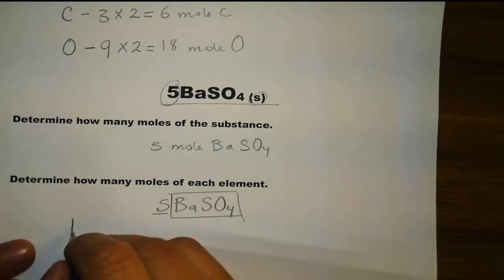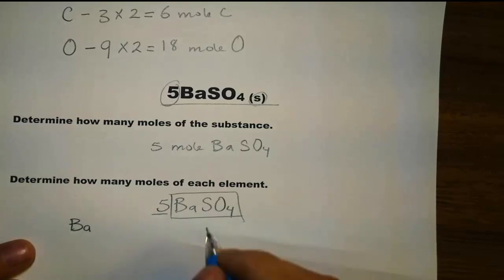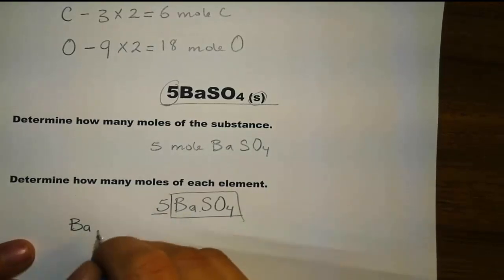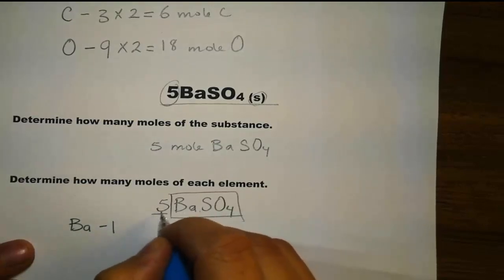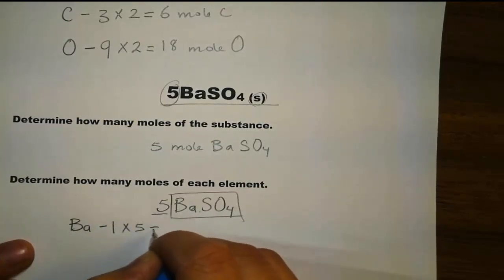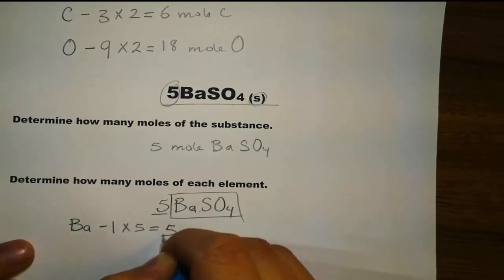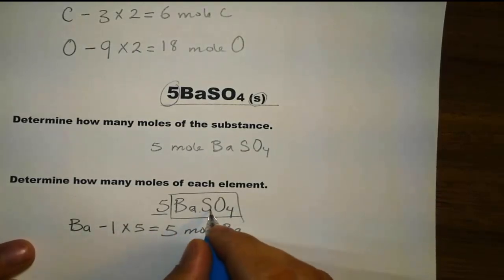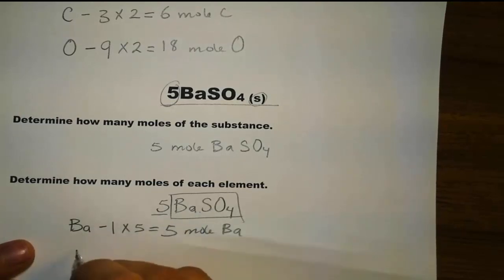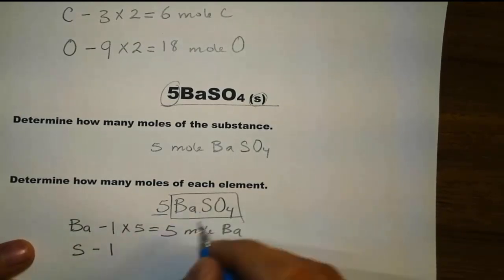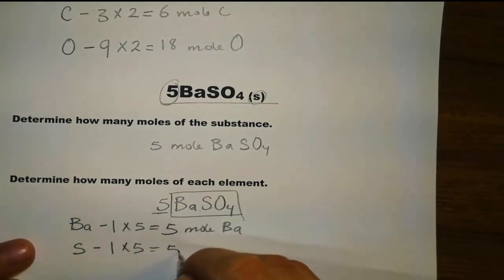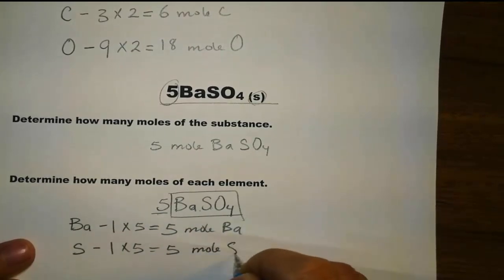In this case, Ba, barium, doesn't have any subscript, so we assume that's going to be 1 right there. So of course that tells you there's 1, but we have 5 of the substance, so we have to multiply by 5. That gives us a total of 5 moles of barium. Let's look at sulfur. Sulfur, no subscript again, so that tells you there is only 1, and 1 multiplied by 5 because there are 5 of the substance, because that's the coefficient right there, gives us 5 moles of sulfur.